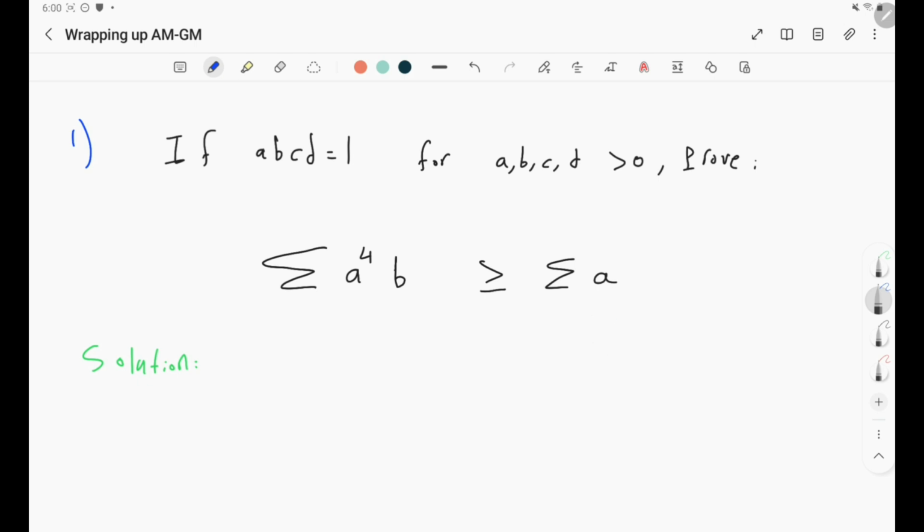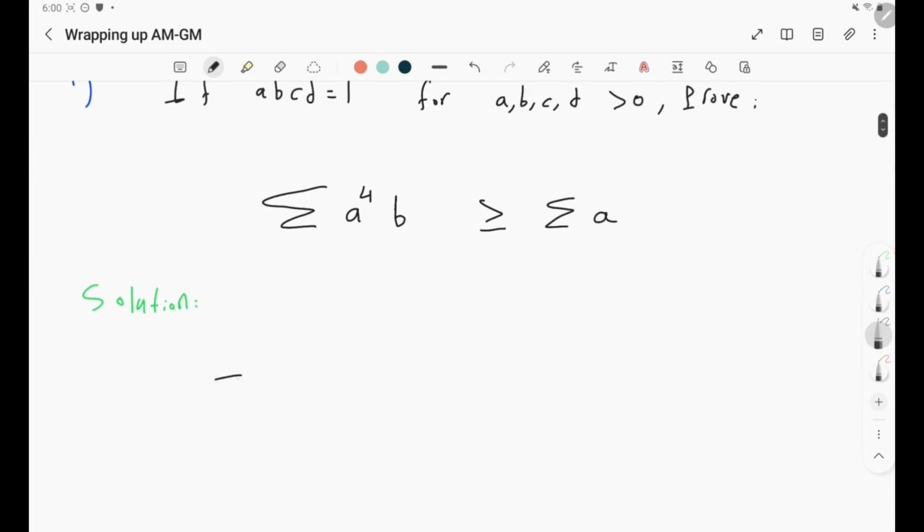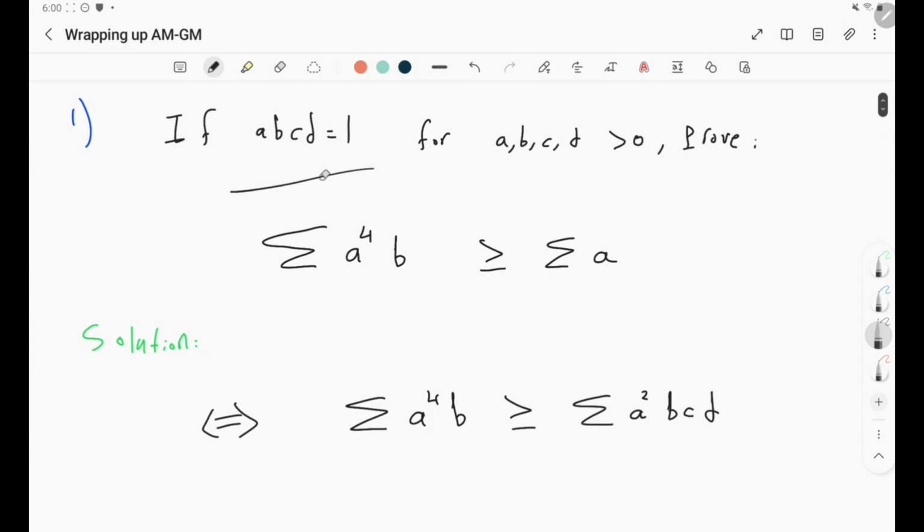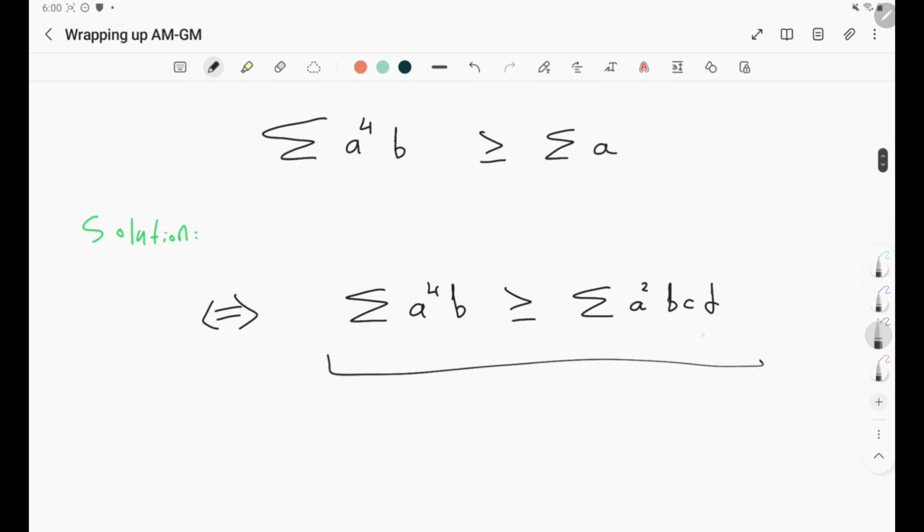So it's not homogeneous. How can we homogenize it? Let's think using the condition. It's super easy. This gives you degree 4, this gives you degree 0. So we simply multiply the right hand side by ABCD, and we're done. That's it. So our inequality is equivalent to proving sigma A to the 4B is greater than or equal to sigma A squared BCD. So this is our inequality. Now we can totally forget about our condition. Now we have simply 4 positive numbers, and we are asked to prove this inequality.